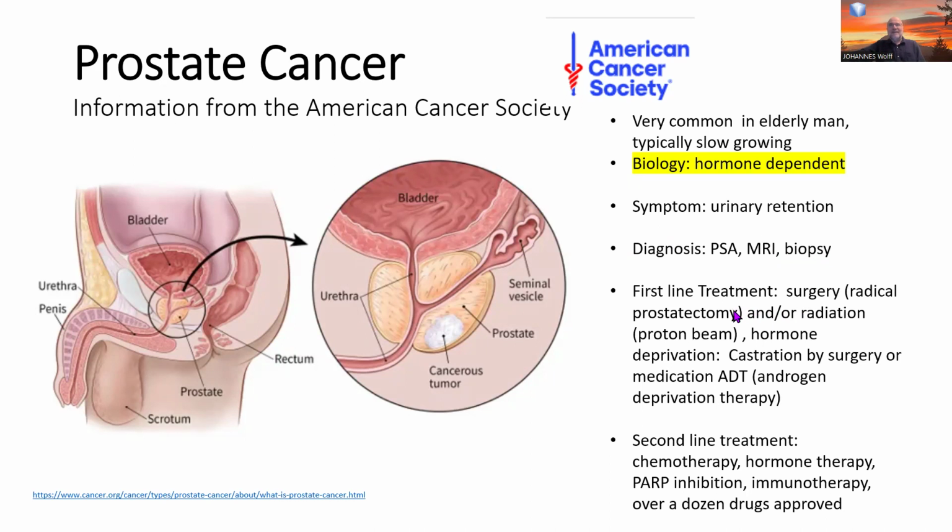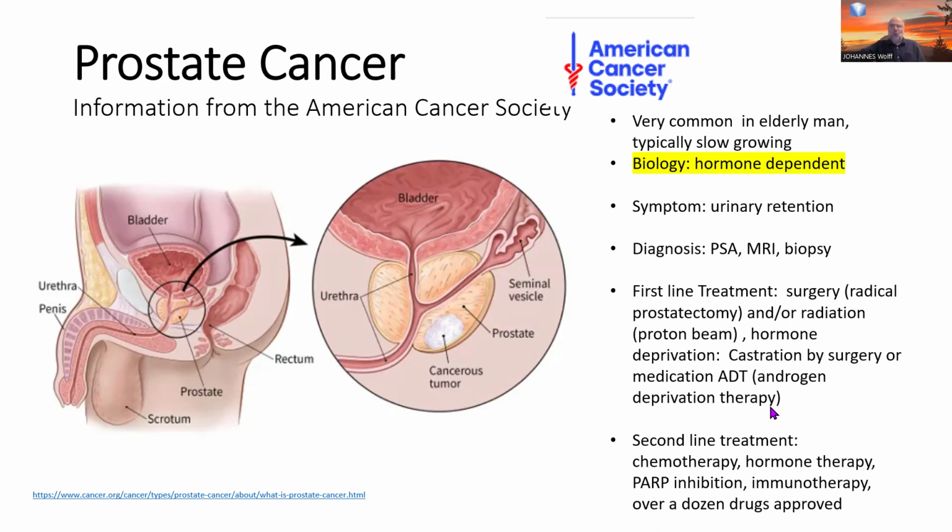First-line treatment in case of prostate cancer may be surgery or radiation, or watch and wait, because this tumor is extremely slow growing. Thereafter, there can be hormone deprivation therapy. That can be a surgical removal of the testicles, or there are medications that can do the same thing. Those are called androgen deprivation therapy, ADT.